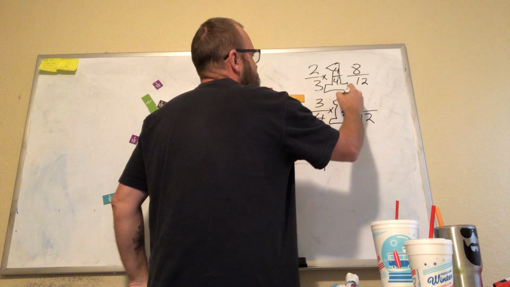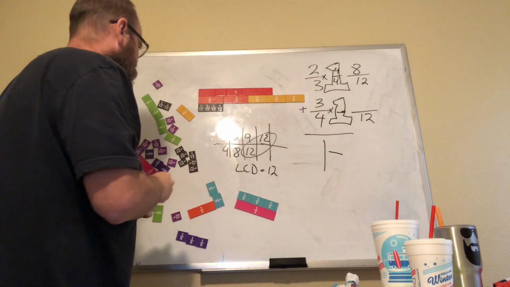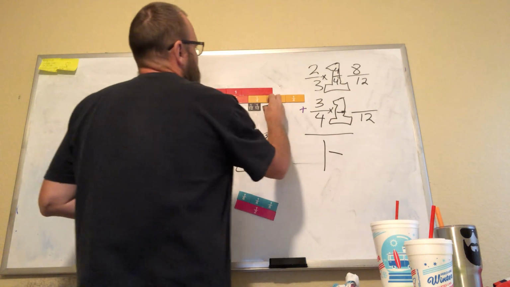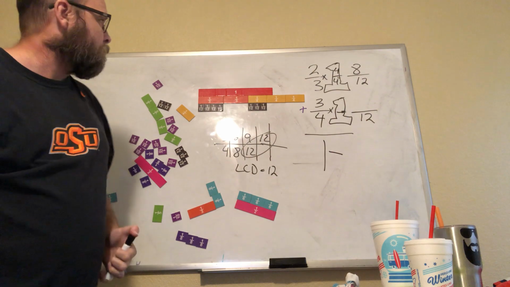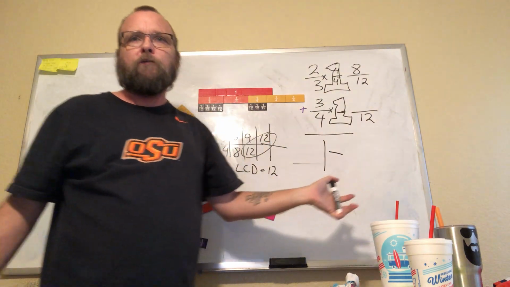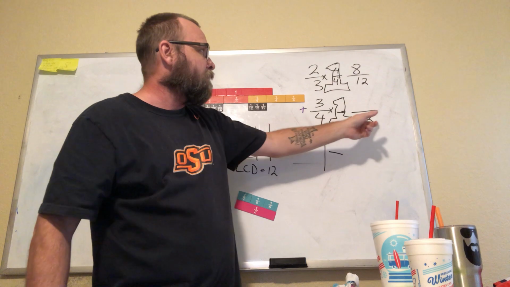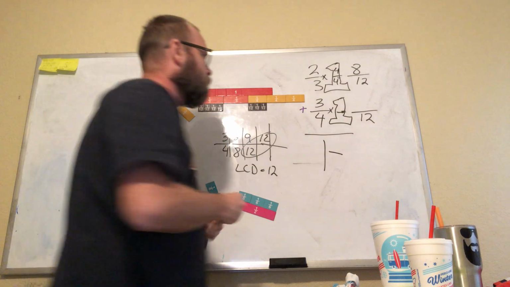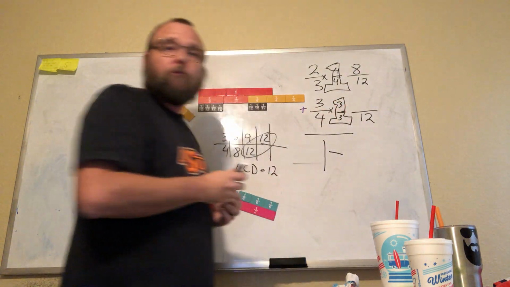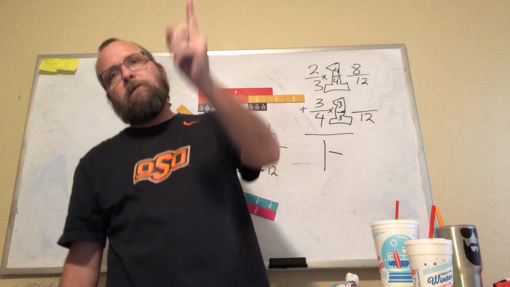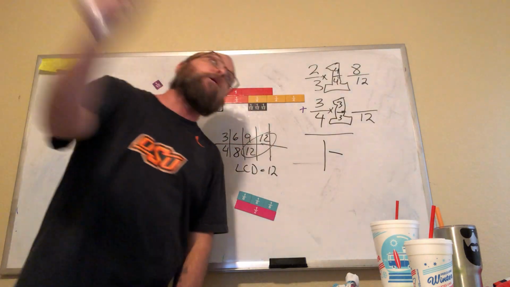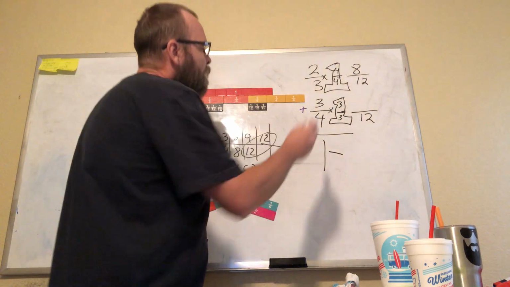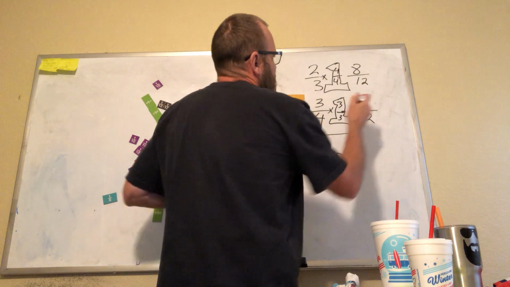3/4. I need to change to something over 12. Let's see how many 12ths are in 1/4. 1, 2. 1/4 has 3 12ths. So it should be 9 12ths if we do it right. So 4 times what is 12? What am I going to multiply by here, Allie? 3. And I multiply by 3 over 3 because 3 over 3 is 1. And if I multiply something by 1, I do not change the value. 3 times 3 is 9.